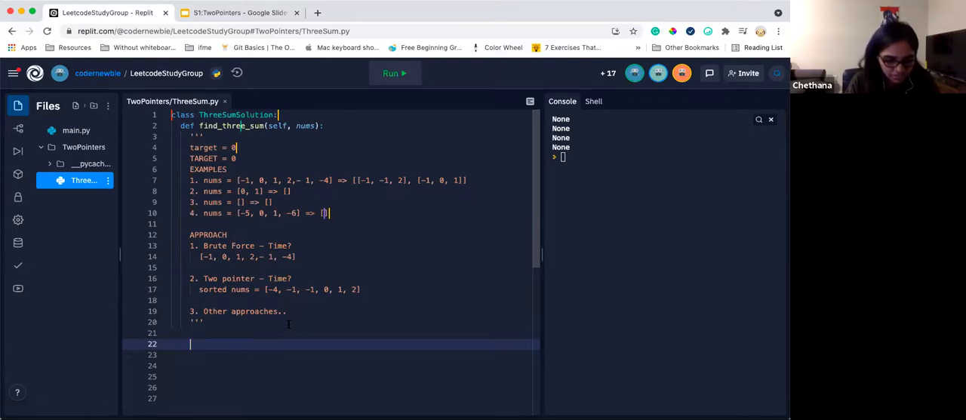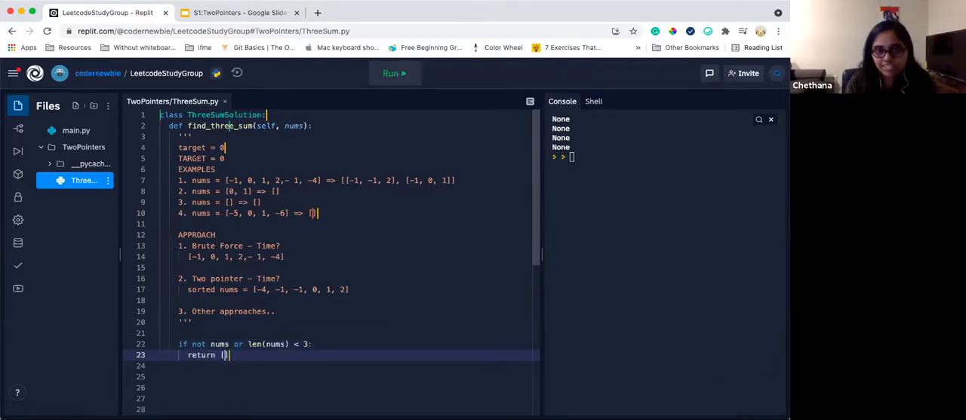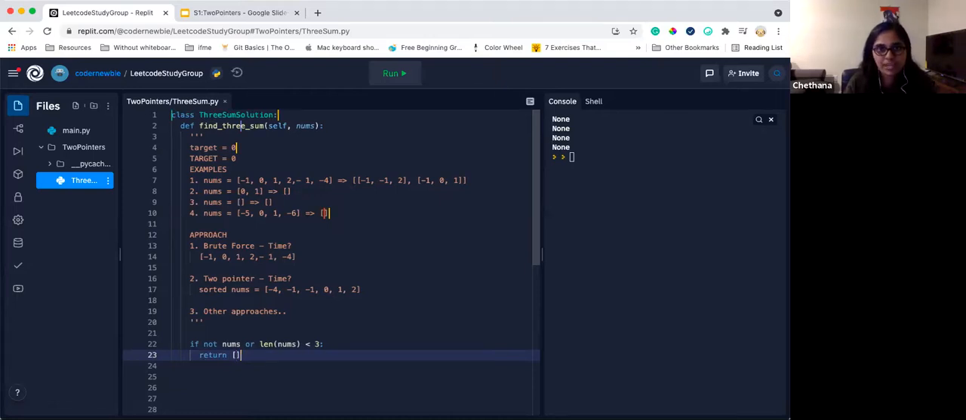If not nums, or if the length of your nums is lesser than 3, what do we do? We just return an empty set, because that's what we want. We don't really have a solution there.